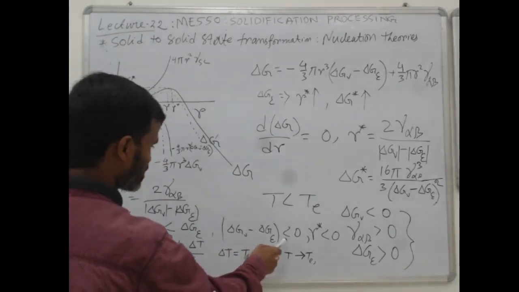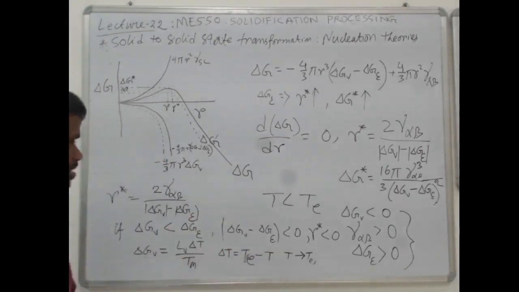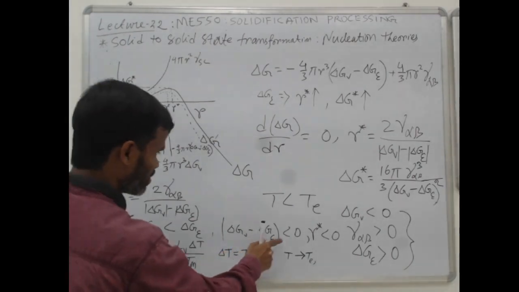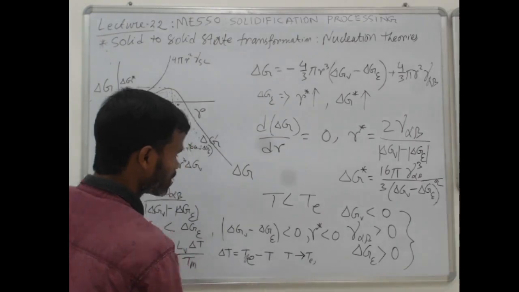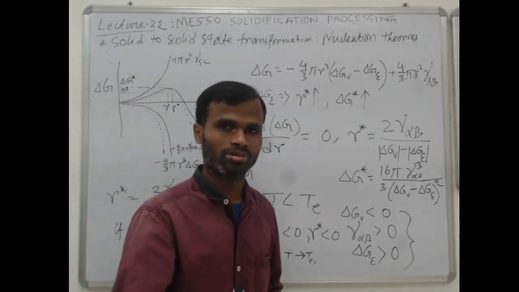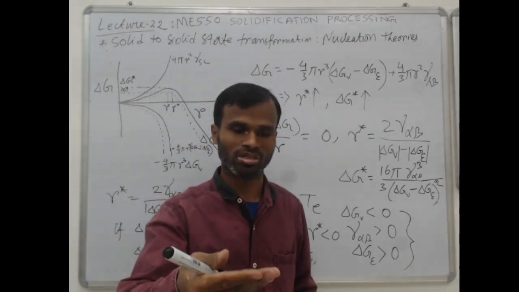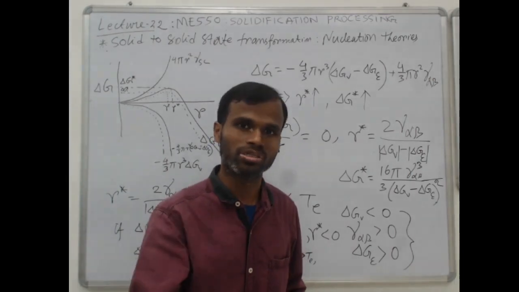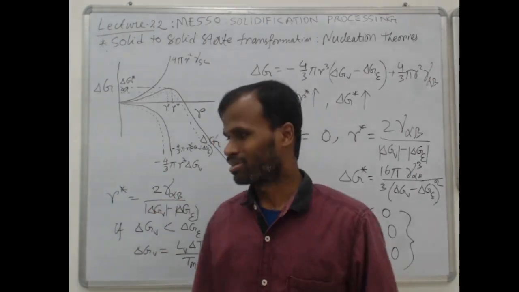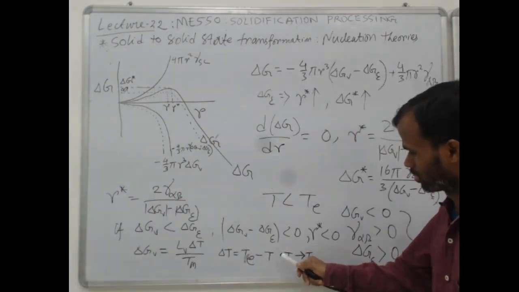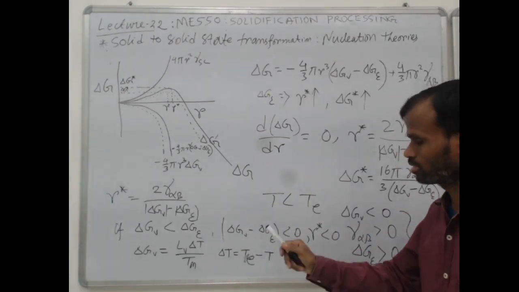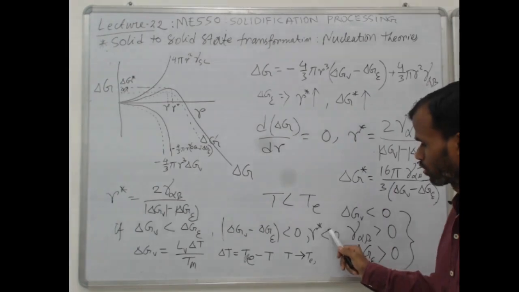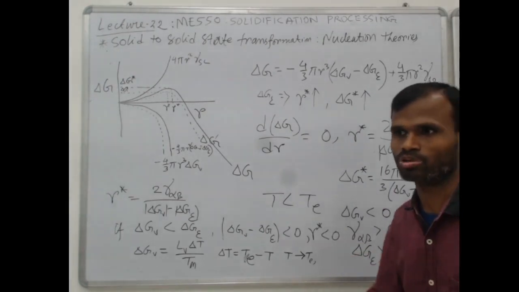So that means this condition tells you that you have to provide a certain amount of undercooling, and only then will nucleation happen. Otherwise, if your undercooling is very small, you will get a negative term, which means it will be smaller than 0. So nucleation is not possible at all.